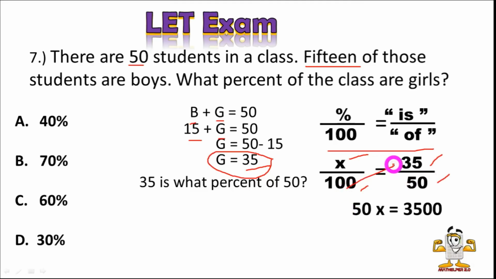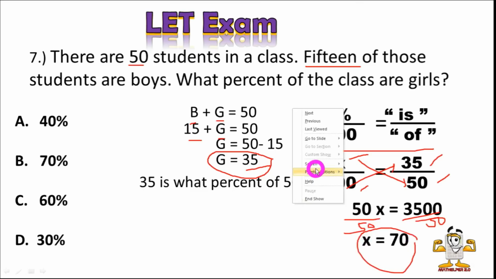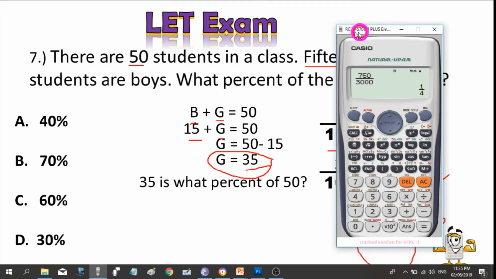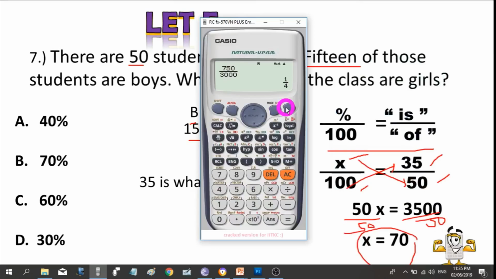So cross multiply. 3,500 equals x times 50 is 50x. So divide by 50 on both sides. So 3,500 divided by 50 is 70. So using calculators, dahil allowed naman po tayo gumamit ng calculators. So pwede natin i-input yung problem, yung percent proportion natin.